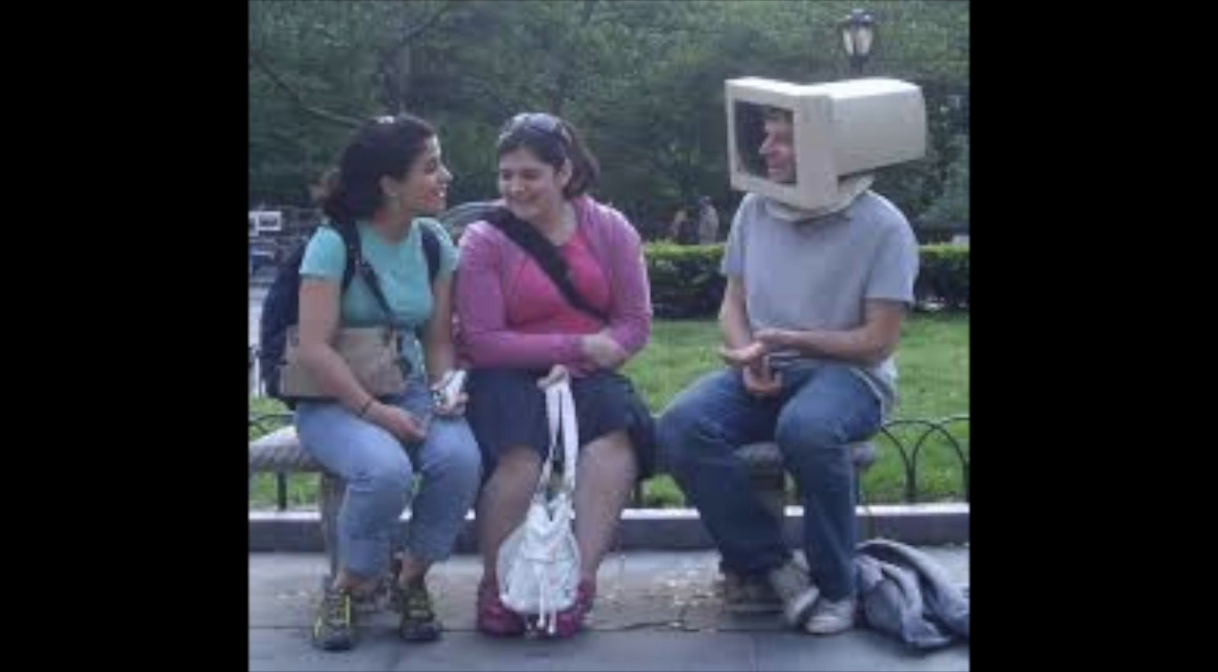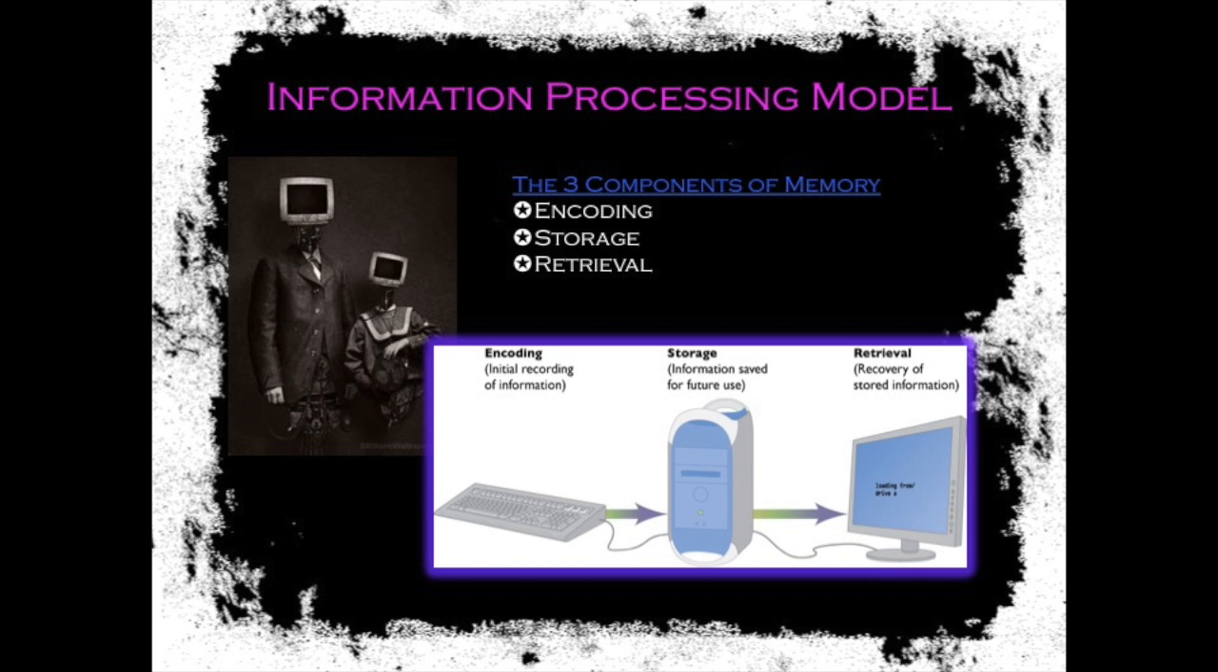And encoding could be analogous to a computer keyboard. In the same way that we type information into a computer through a keyboard, we take information in using our senses and encode that information into our memory. And then in the same way that you can store information on the hard drive of a computer, you can store information in your memory. We would refer to that as storage. And that information that's stored obviously can be saved for future use.